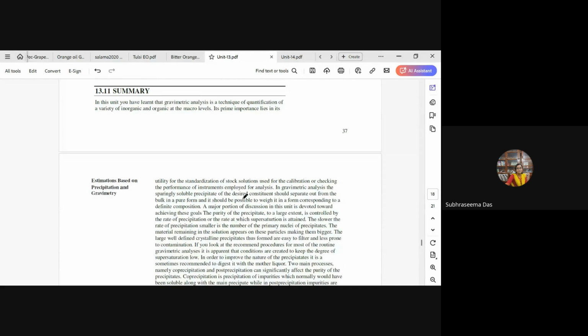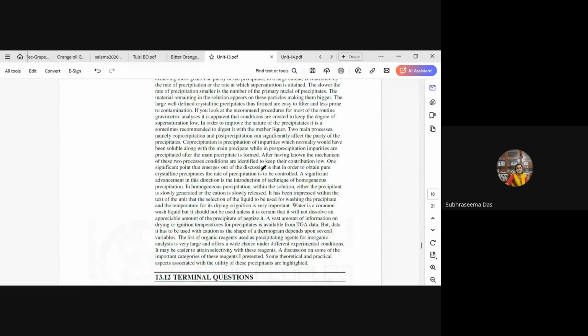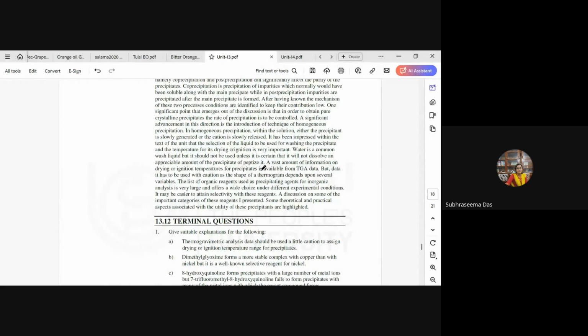So in summary, we can say that today we learned about gravimetric analysis at the macro level. We also discussed the different types of precipitation and co-precipitation processes. We also talked about organic reagents and their utility in metal ion detection. So with this, we complete this unit.